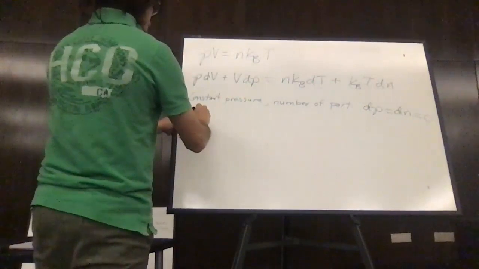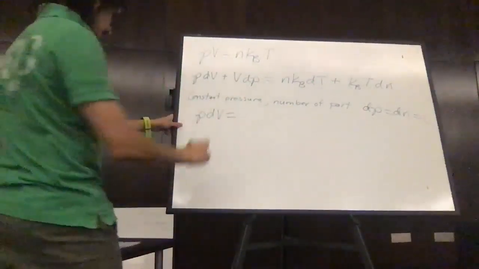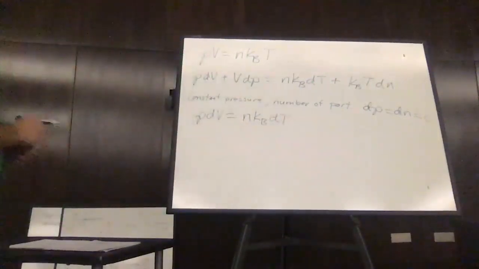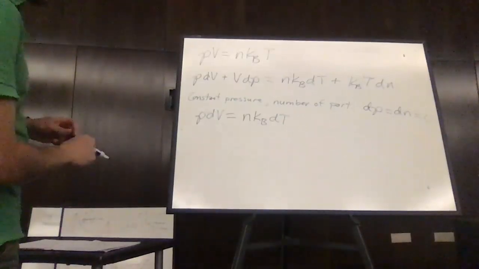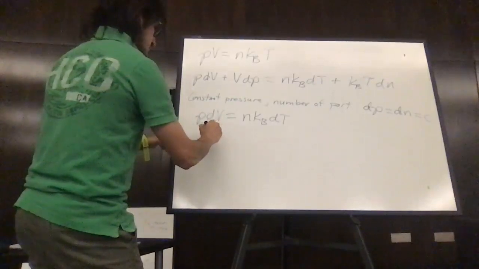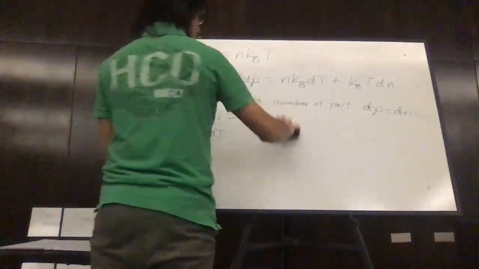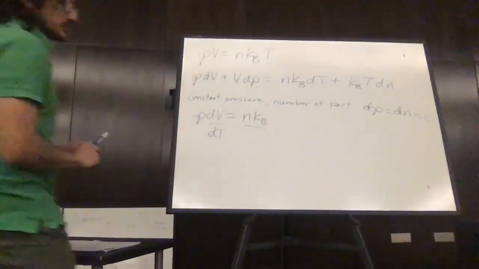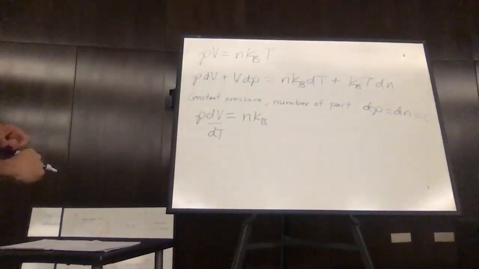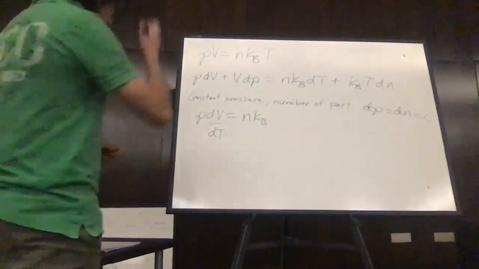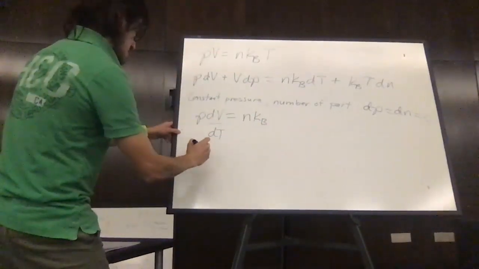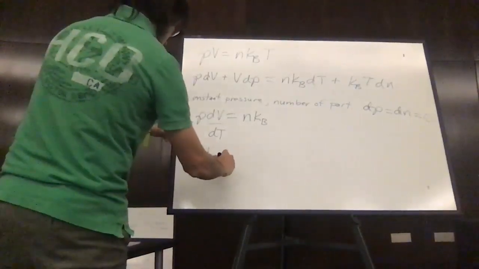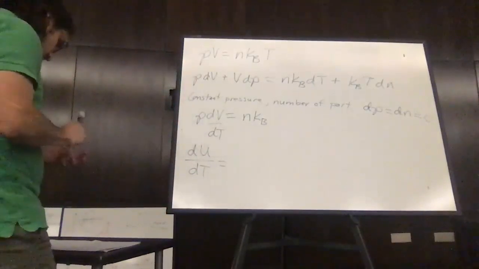So we get P dV equals N k_B dT. We can move this one over here, dT. And so P dV/dT is just that constant. So we have dU/dT. It's going to be equal to what's it called?